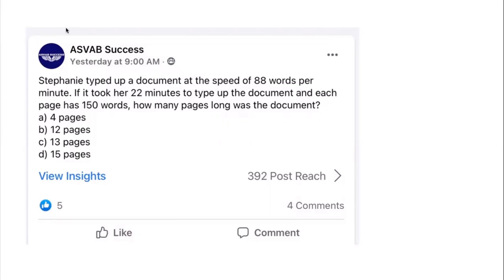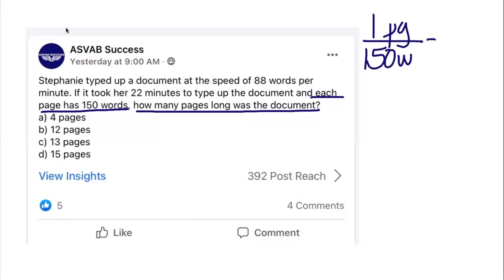What I like to do, because this has a couple of steps to it, is start at the end. I like to look at what the question is asking me for and build my way from there. The question says, how many pages long was the document? So I want to compare this to a rate that has pages. Here is a rate that has pages. Each page has 150 words. So I'm going to say one page is 150 words. And I'm trying to find the number of pages in total. So I'm going to put x pages up here, which means that what I'm comparing this to is words. If pages are up here, that means that words have to be down here.